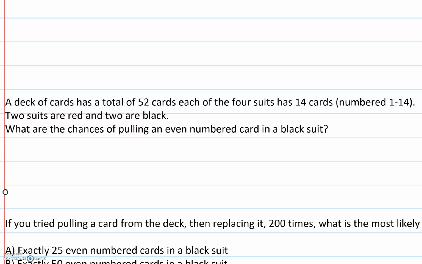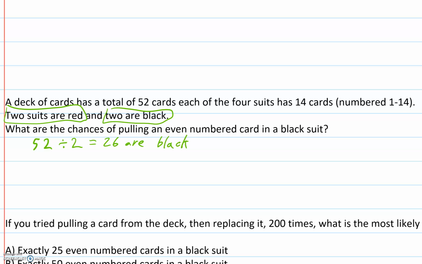Okay, well, this is going to take a little bit of thinking here. So let's think it down to get to the answer. There's a total number of cards, 52, and half of them, see, 2 are black, 2 are red, so half of them are black. So let's just get this number here, which is 26. 26 are black.